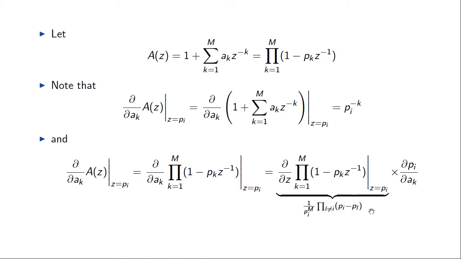So this is slightly more complicated than the previous case, but it can be straightforwardly worked out and shown to be equal to 1 over p_i to the power of m times a product which involves the distance between any other pole and the pole of interest. And then we get the multiplication with the derivative of p_i divided by a_k, which is the sought quantity. So to get the derivative of the pole with respect to the coefficients of the circuit, we simply need to take this expression and equate it to that, and then divide by this expression here in order to isolate the derivative of p_i with respect to the coefficients a_k.